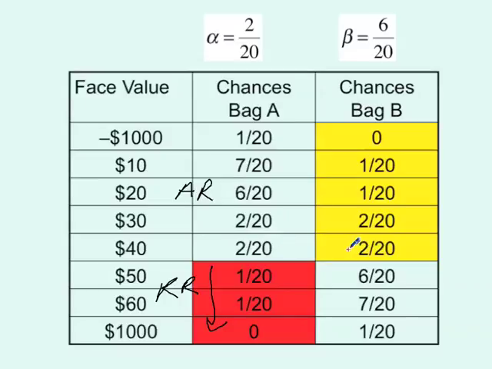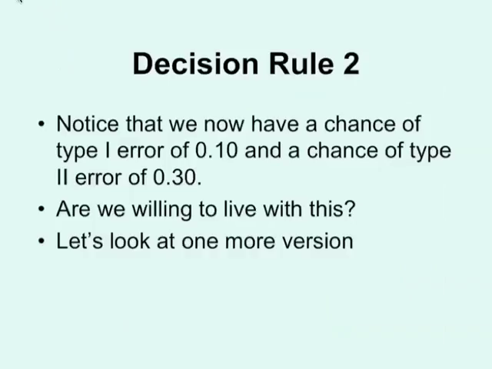Coming over here and figuring out beta, which is the probability of rejecting the alternate when it's true, well, that turns out to be 6/20ths, okay? So notice by this new decision rule, what I've done is I've changed the probability of making a type 1 error to 10% and the probability of making a type 2 error to 30%.